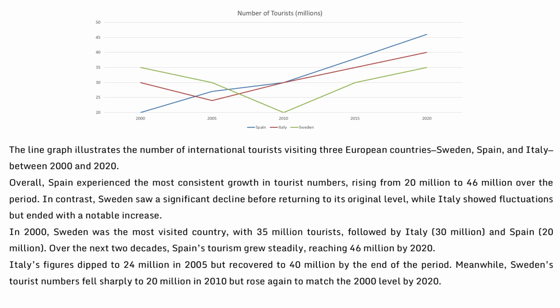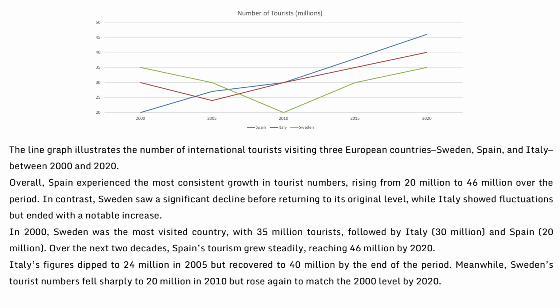Let's look at our first example. The graph shows the number of international tourists in Sweden, Spain, and Italy from 2000 to 2020. First, analyze, x-axis is years, y-axis is millions of tourists. Here's the response. The line graph illustrates the number of international tourists visiting 3 European countries, Sweden, Spain, and Italy, between 2000 and 2020. That's the introduction.